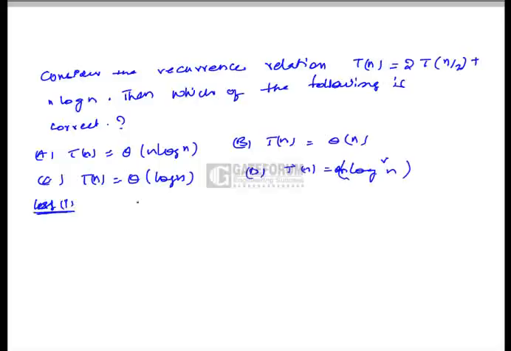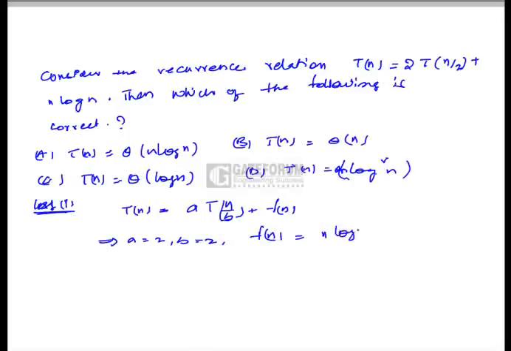In this Master's theorem, T(n) is compared with aT(n/b) + f(n). So here a is equal to 2 and b is equal to 2, and f(n) is n log n. In case 1, we'll check if f(n) is order of n^(log_b a - epsilon), where epsilon should be greater than 0.